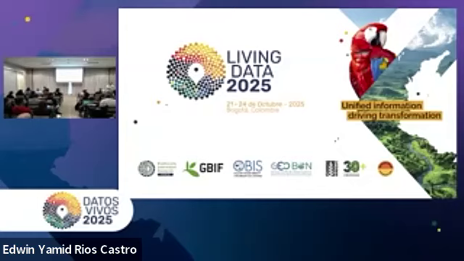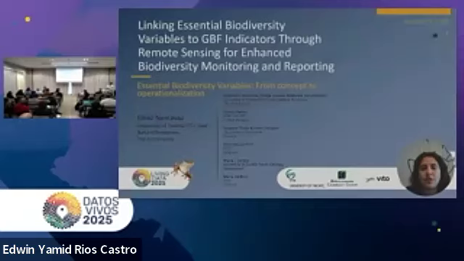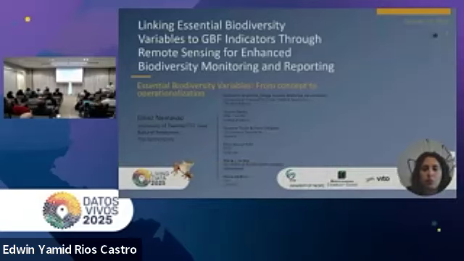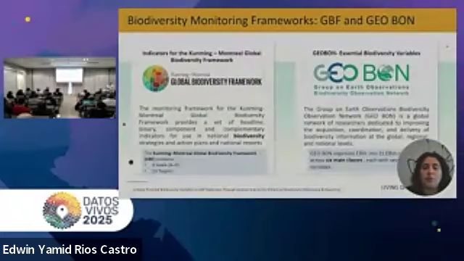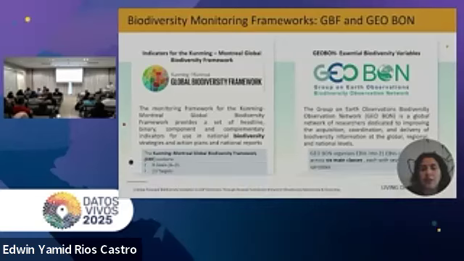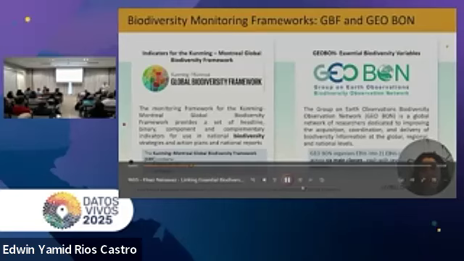Hi everyone, my name is Elnaz Neinavaz and I'm an assistant professor at ITC, University of Twente, the Netherlands. Today I will be presenting our research on linking essential biodiversity variables to global biodiversity framework indicators through remote sensing for improving biodiversity monitoring and reporting. Here I review two major biodiversity monitoring frameworks, the Kunming-Montreal Global Biodiversity Framework as well as GEO BON. The GBF provides a structured set of headline, component and complementary indicators. These are applied by many countries in order to guide national strategy, action plans, and reporting on biodiversity.